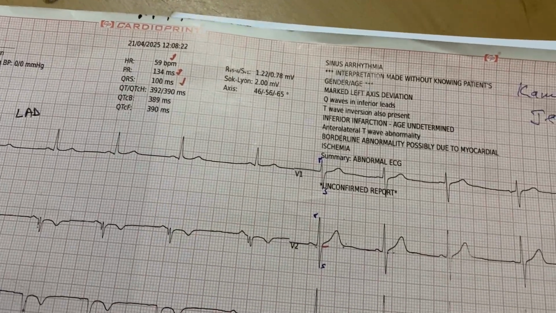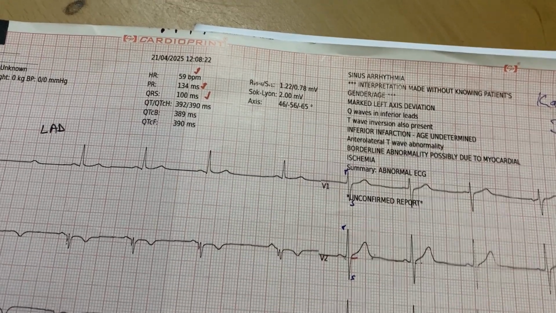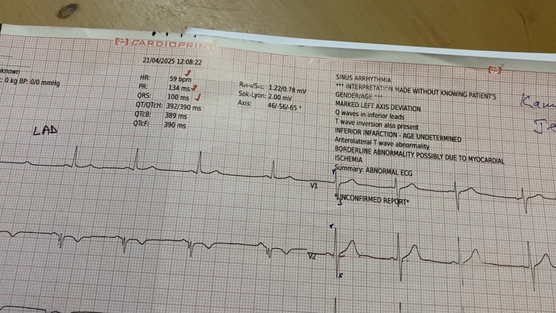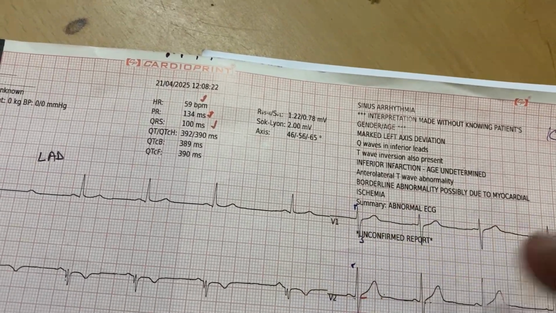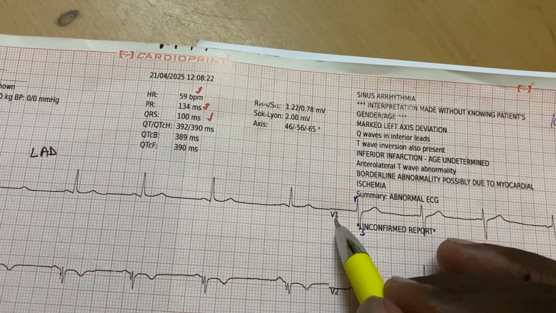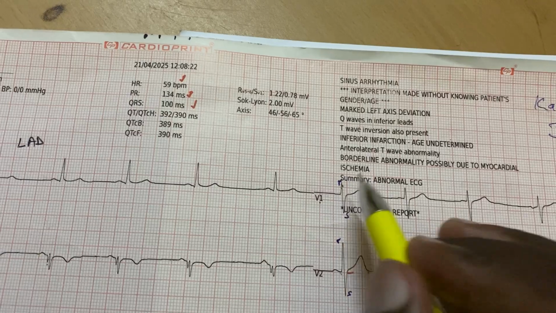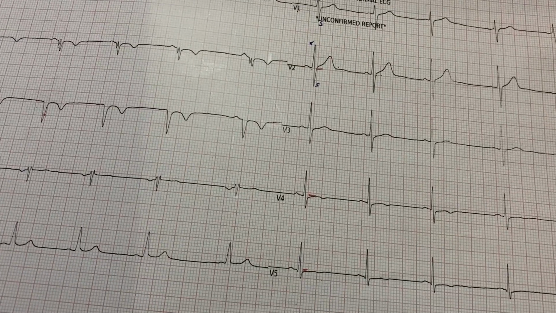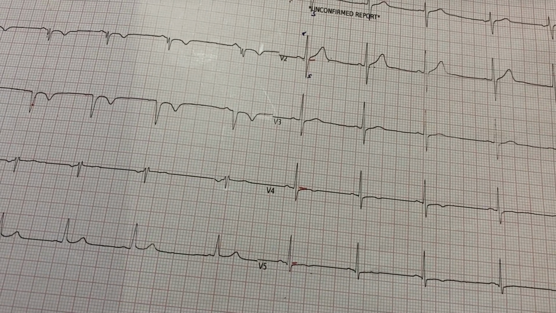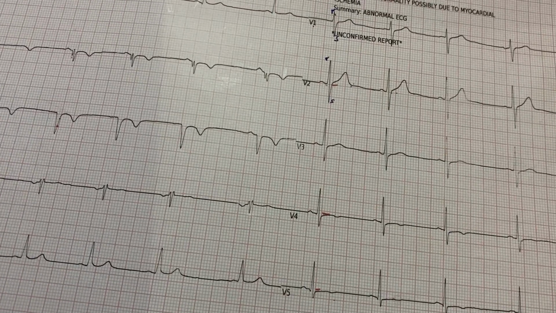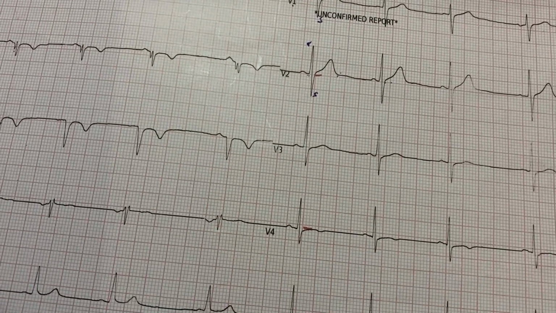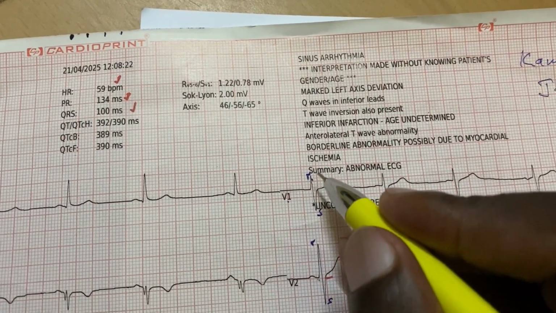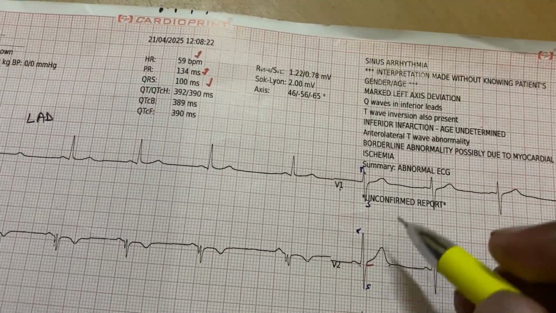So anything moving away from the positive electrode of the lead is going to show negative. Depolarization moving away from the positive electrode of a certain lead will be negative. So septal depolarization is from left to right. That is towards a positive electrode, so R wave is formed. Septal depolarization occurs from left to right, away from the positive terminal of V6, so it appears as a Q wave in V6. So this is septal depolarization: Q in V6, R in V1. Clear?